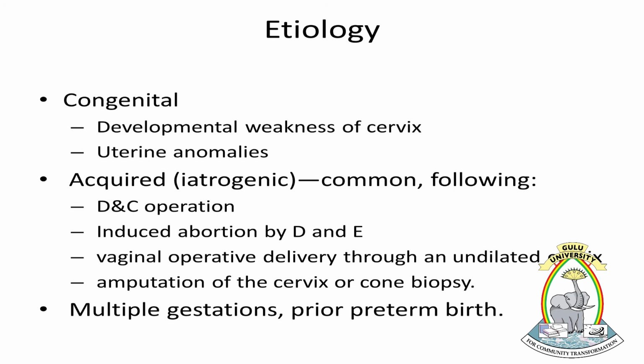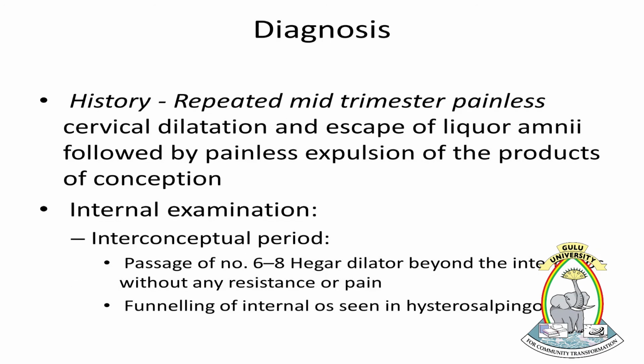And then multiple gestation and prior preterm birth. If you have multiple gestation, you're more likely to have a cervical incompetence. And in some practice, when a woman has twins or triplets, they actually put a cerclage for them as a prophylactic way of preventing pregnancy loss.